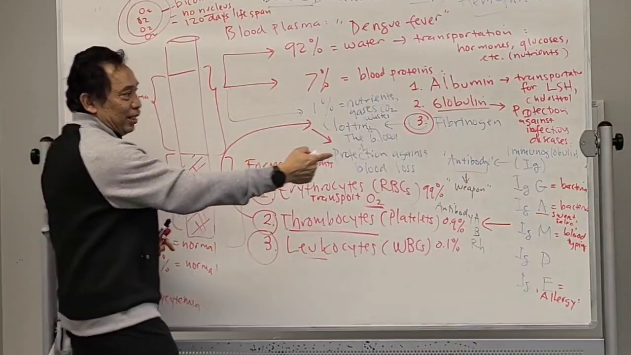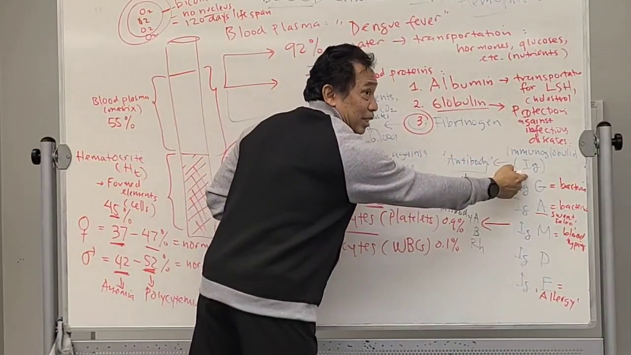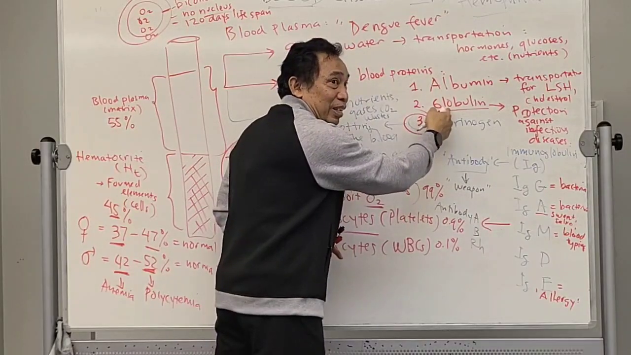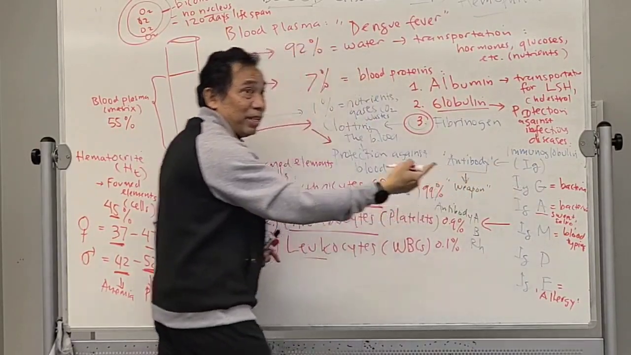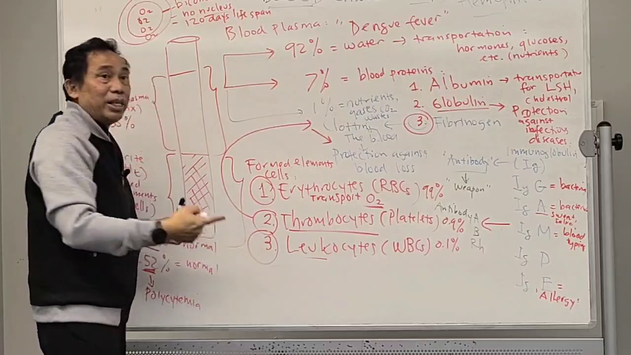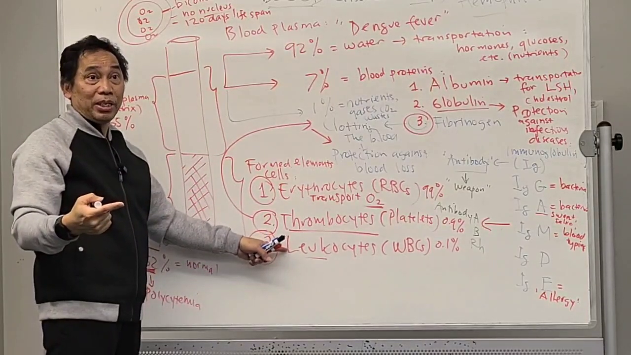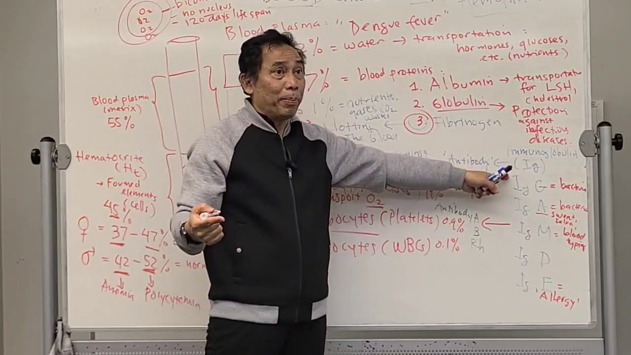Look at the components of this blood plasma. We have a protein called globulin, fighting against infectious disease. Leukocyte is also the same, but this one is the army itself. The immunoglobulin is the weapon.